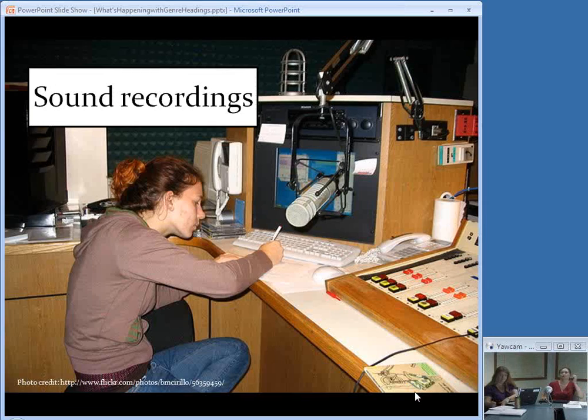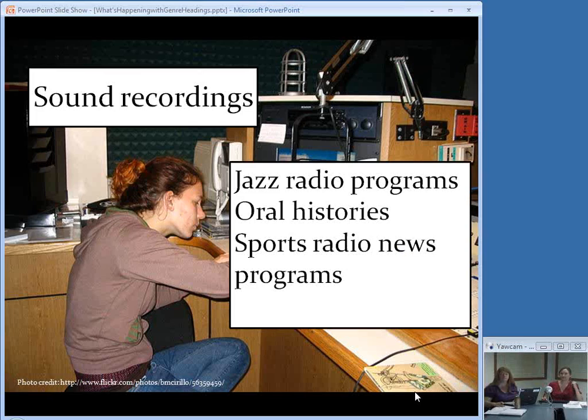Let's see, sound recordings was one of the original categories, and a lot of these deal with radio programs. I think that was something that the recorded sound division focuses on a lot, so they have things like jazz radio programs, or you'll see sports radio and news programs. But, for example, you could use this if you have recorded oral history interviews.